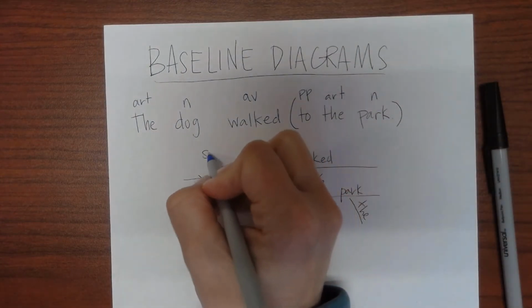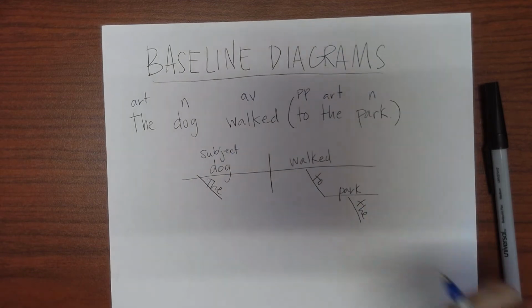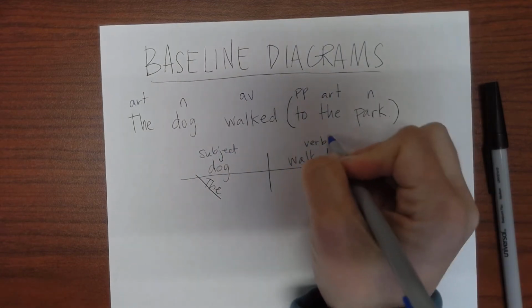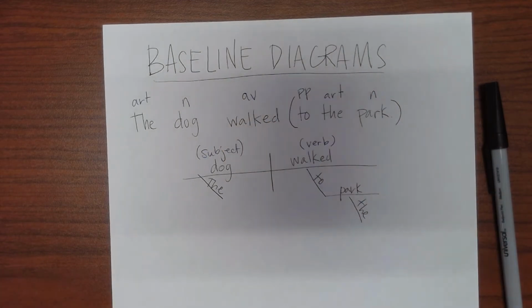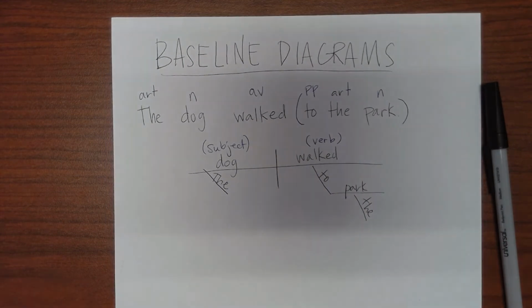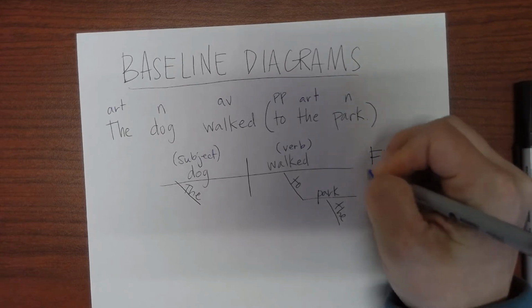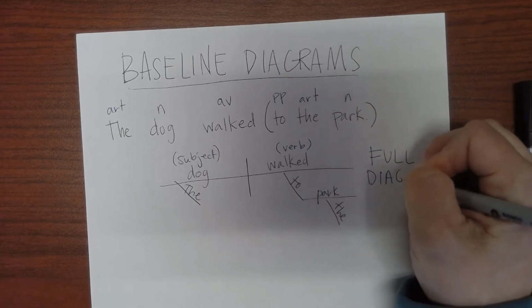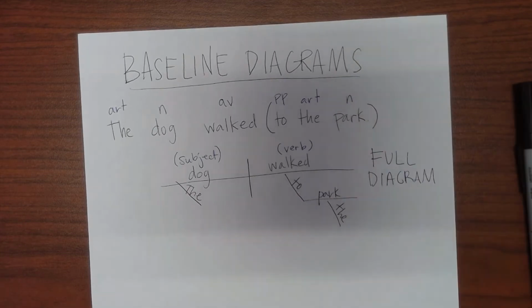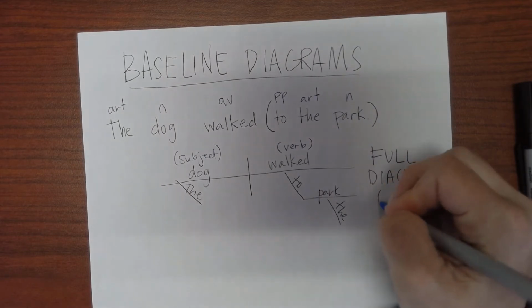This is always our subject spot. This is always our verb spot. Always, always, always. Anything underneath are modifiers. Now this is what we call a full diagram, because it includes modifiers.